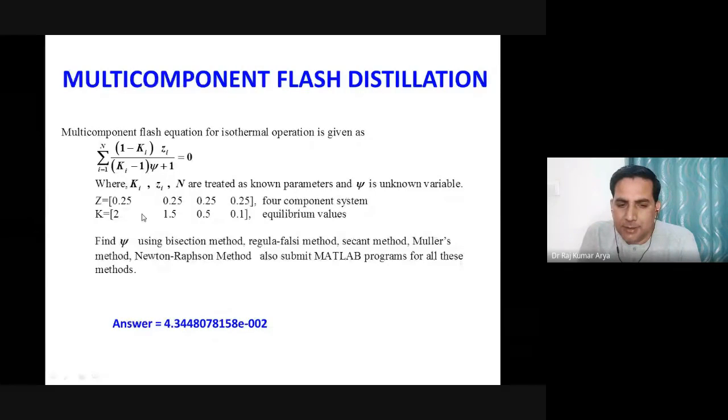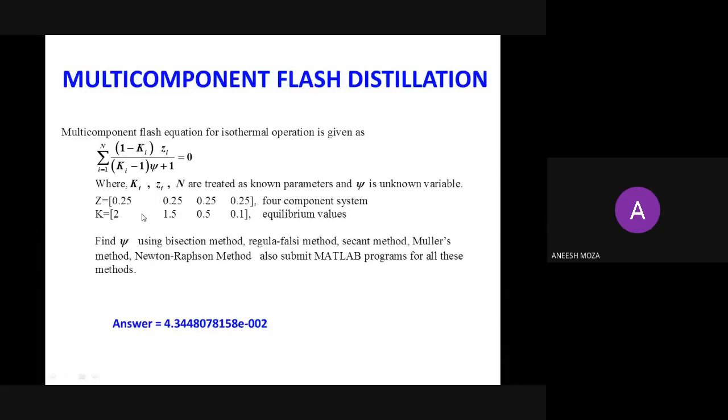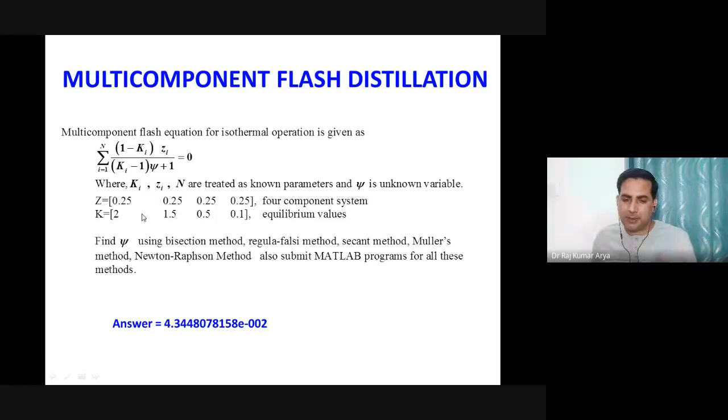So try to solve it, and I will give the answer also: from my program it is coming 0.04344 something. So we will end here.